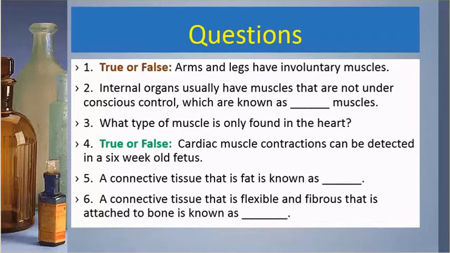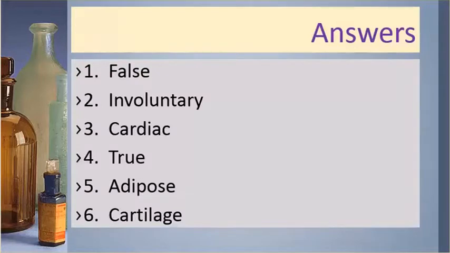Number 5, a connective tissue that is fat is known as blank. Number 6, a connective tissue that is flexible and fibrous that is attached to bone is known as blank. Number 1 is false, number 2 is involuntary, number 3 is cardiac, number 4 true, number 5 adipose, number 6 cartilage.